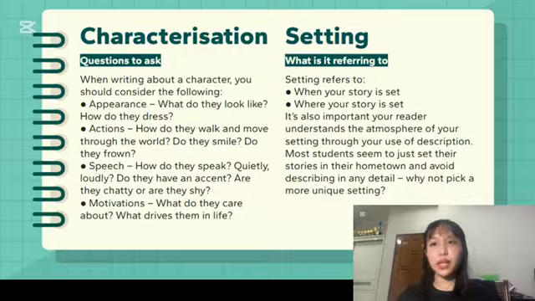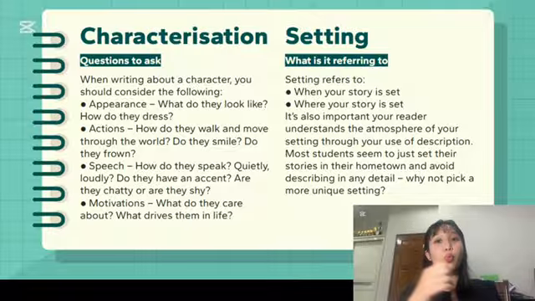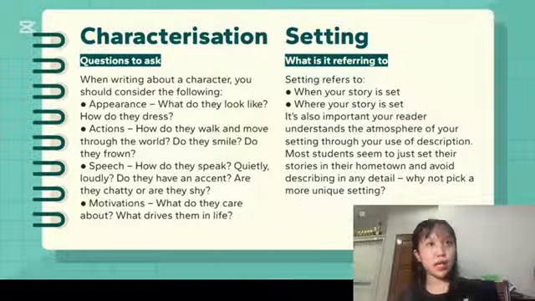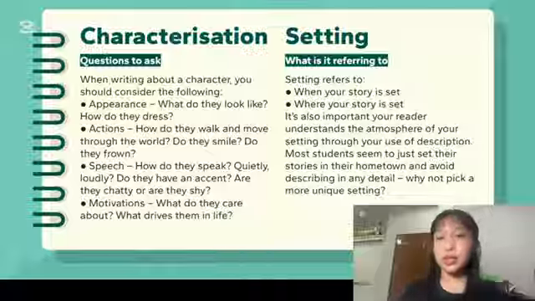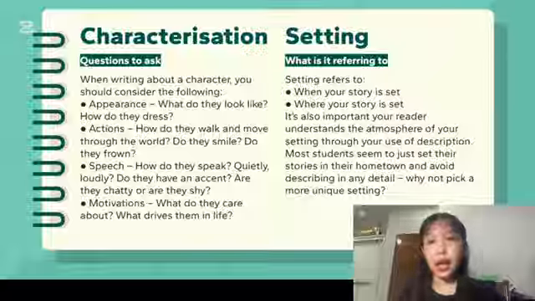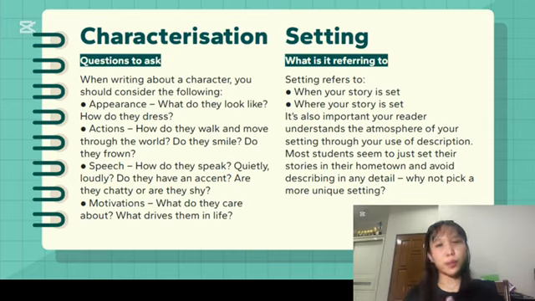As for setting, it basically means where your story is set and when your story is set. Is it set in modern day or is it 50 years ago? It is important that your reader understands the sense of atmosphere and the sense of setting in your writing. It is recommended that you use a more unique setting to make your reader a little bit more interested.